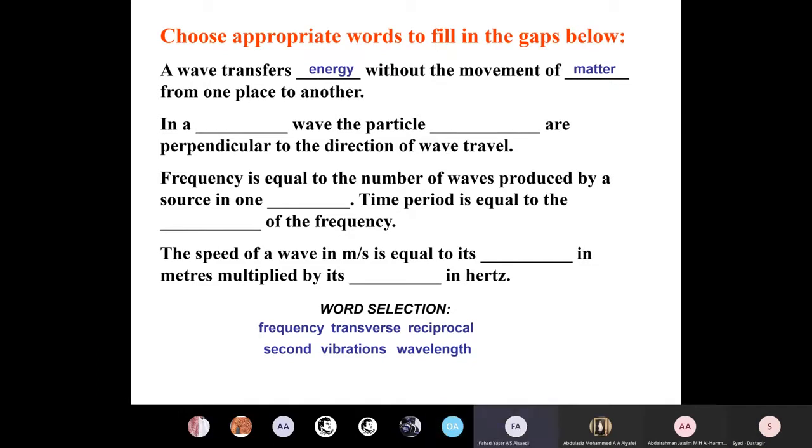In a transverse wave, the particle vibrations are perpendicular to the direction of the wave. What does perpendicular mean?